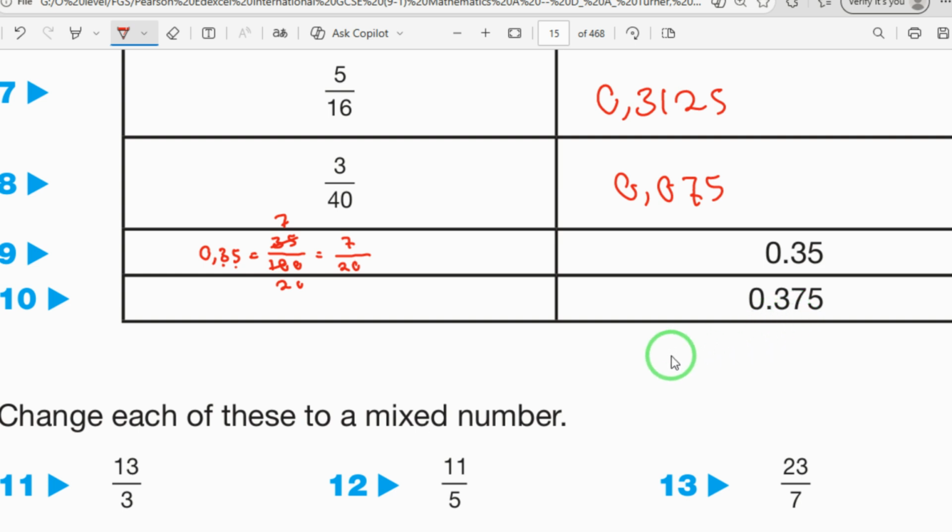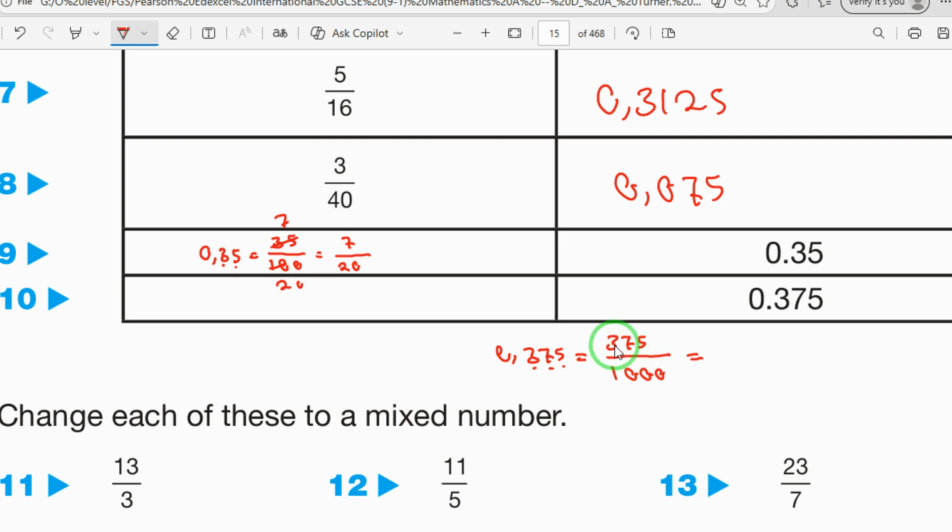In the next question we convert 0.375. First we draw a fraction line, and then we write these digits in the numerator, 375. We assume 1 for the decimal point in the denominator, and we add 3 zeros to the right side of this. Then, if possible, we should simplify. It's divisible by 5, so we divide both numerator and denominator by 5.